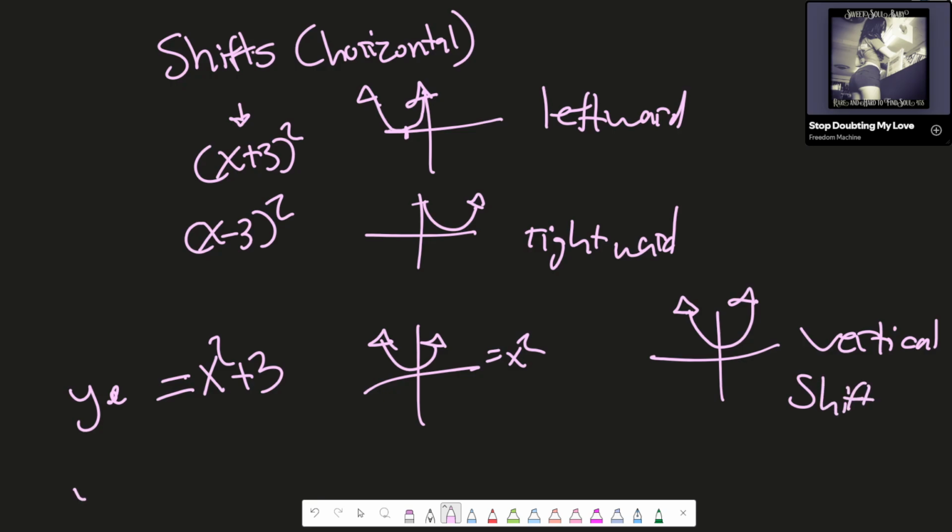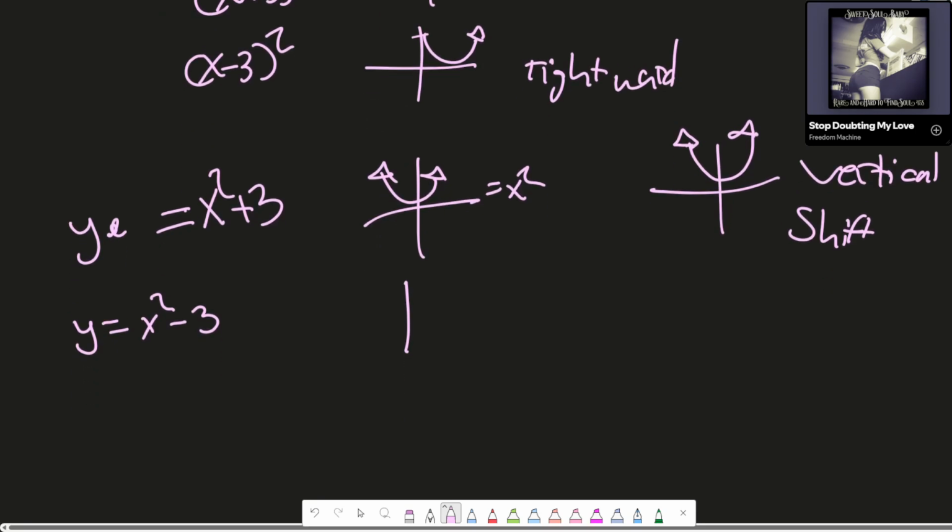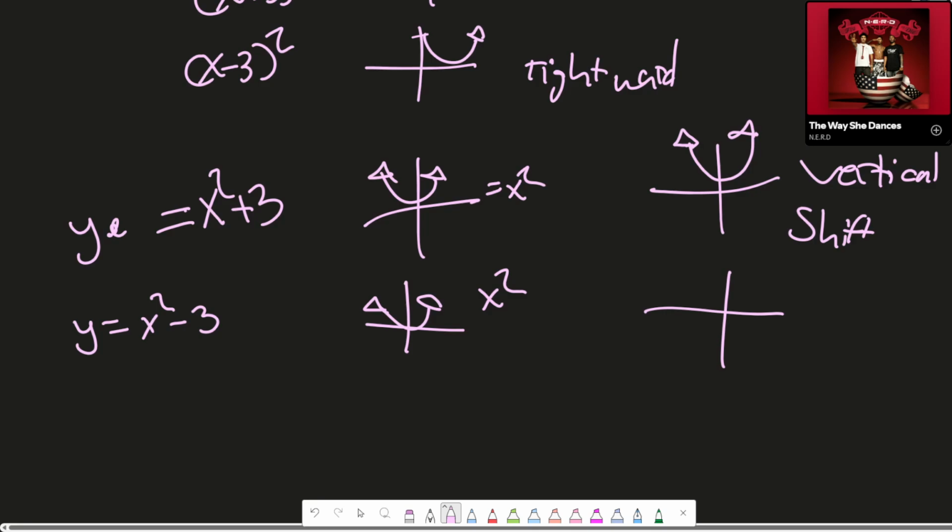And that means something like y equals x squared minus 3. I'll draw the original x squared again for you guys. The transformation here will result in the graph just being taken down 3. And this is also a vertical shift, but it's downward. That's all you need to know for transformations.